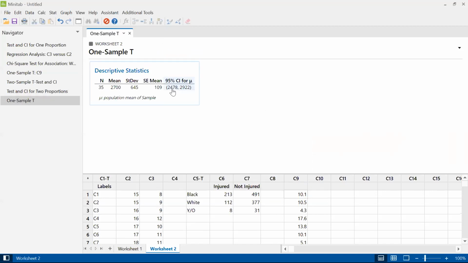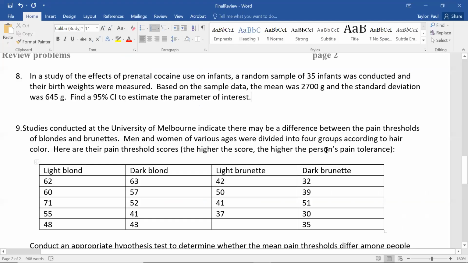So there's our confidence interval, 2,478 up to 2,922. So what did the cocaine have to do with this? Absolutely nothing. We just have weights for a bunch of babies and we want to find a confidence interval for the mean weight of all the babies that this sample represents. So that's it for that question. We just needed to get to one sample T and plug the numbers in.